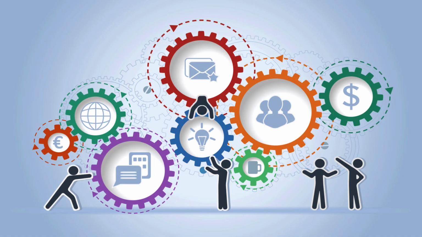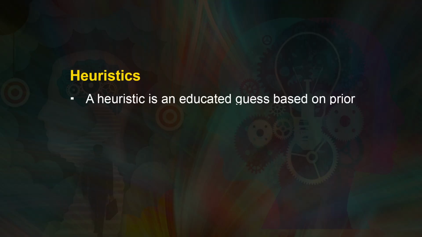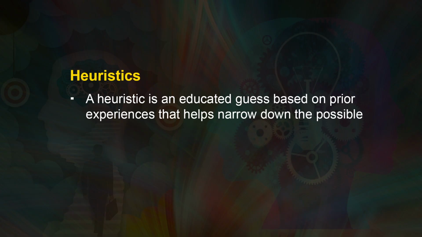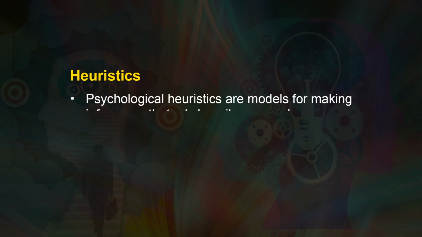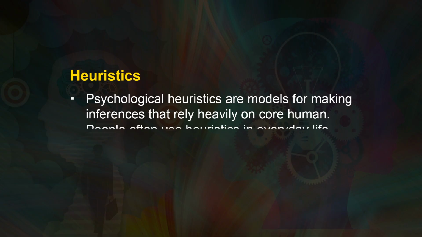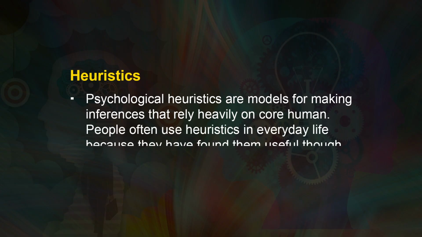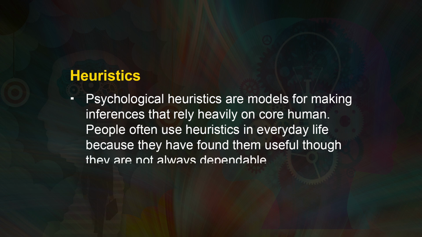A heuristic or rule of thumb is a simple rule that is intended to apply to many situations, whereas an algorithm is very specific and will always lead to a solution. A heuristic is an educated guess based on prior experiences that helps narrow down the possible solutions for a problem. Psychological heuristics are models for making inferences that rely heavily on core human abilities. People often use heuristics in everyday life because they have found them useful, though they are not always dependable.